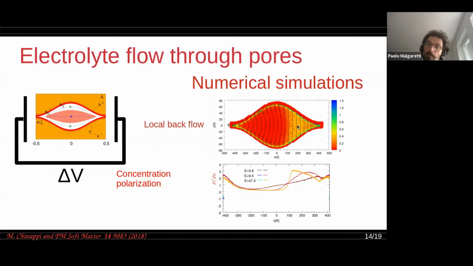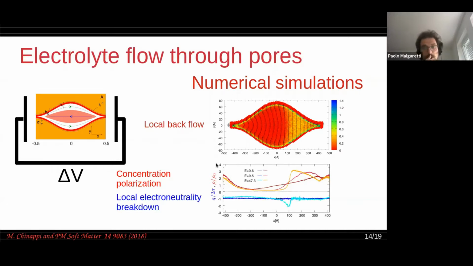Here you have orange, much salt, and red, less salt. And here the graph is quantifying it for you. This is the position along the channel, where A stands for angstrom, so these are real units. You can see a region where you depopulate of salt, and a region where salt is overexpressed. This was something known, concentration polarization. But something was not known: local electron neutrality breakdown.